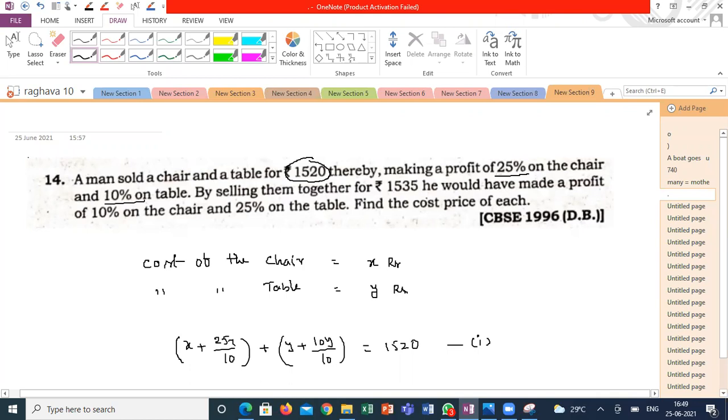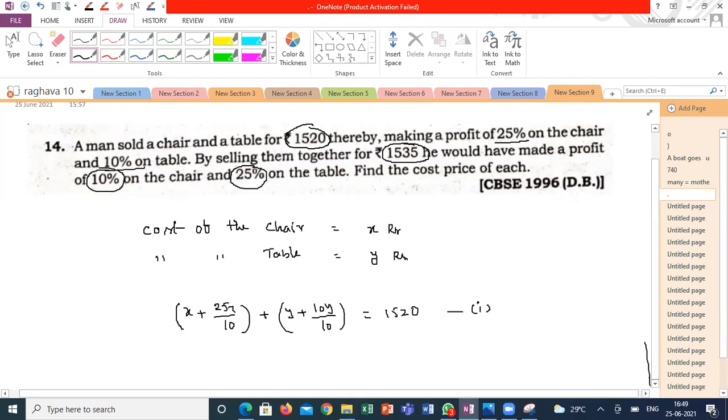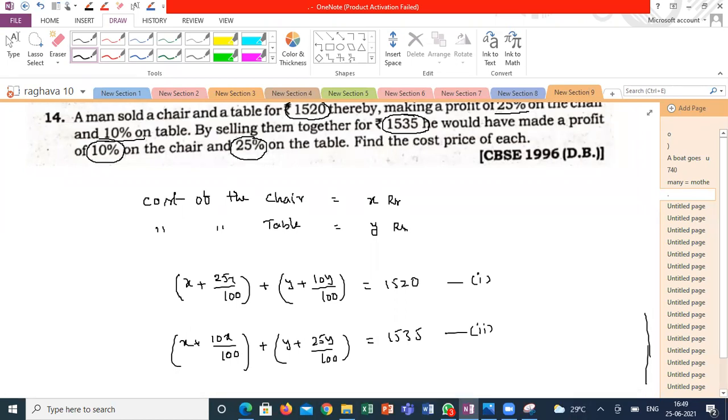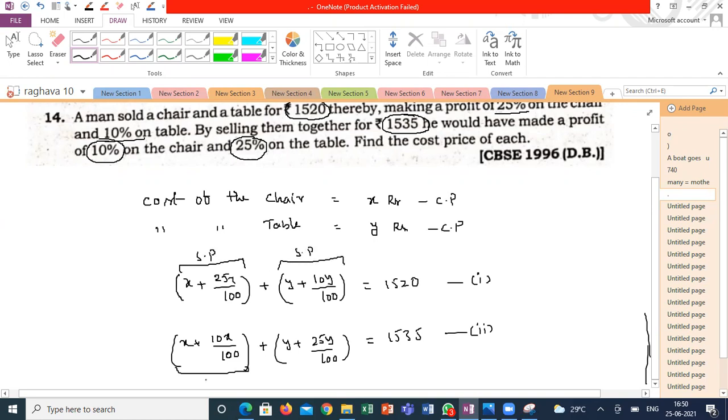Next one: if he is selling for a 10% profit on the chair and 25% on the table, his selling price will be 1535. How will my second equation come? Second equation: he sold the chair with a 10% profit, that is x plus 10x by 100, plus y plus 25y by 100, then he sold for 1535. Now, if you solve these two equations, you will get the cost price of the chair and the table. He's asking to find the cost price. This is CP. So this total is the selling price in the first case, and this total is the selling price in the second case.